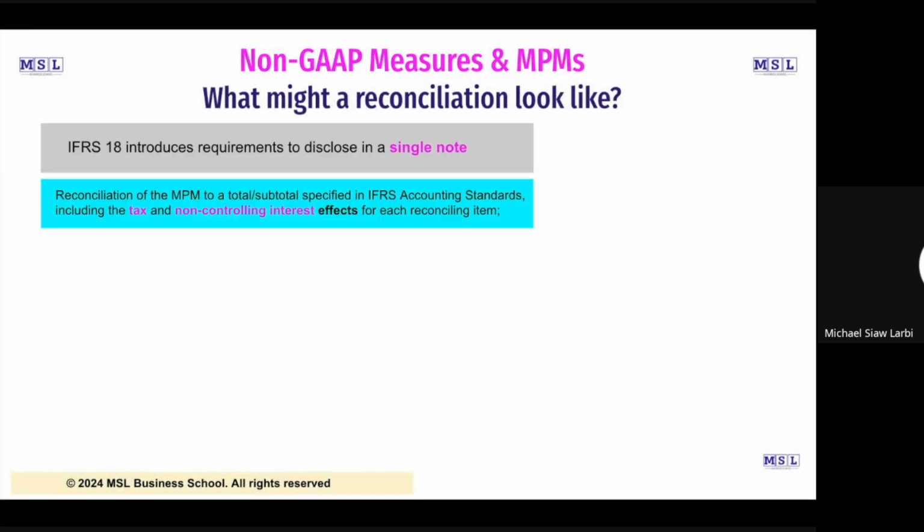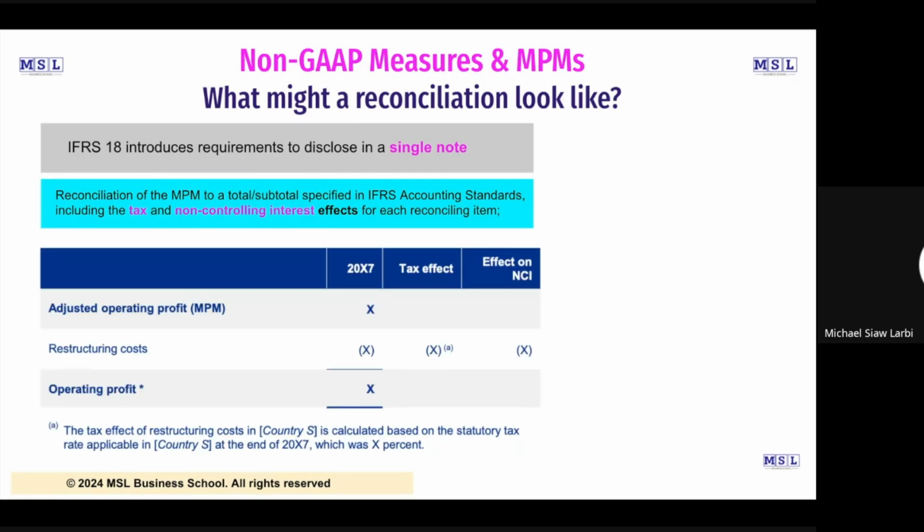Okay. Then another example of reconciliation, still in that single note, we want to see the tax and NCI effects. NCI means non-controlling interest. So show me the impact these MPMs would have on the tax figure and the NCI figure in the financials, right? So for example, here, if I have my operating profit and my adjusted operating profit, I'll show all the restructuring costs and any other line that has here. I have to break this down into the tax effect and the effect on non-controlling interest. Because your user should know, does it have any tax impact? Does it have any effect on those who are minority holders of the entity? We want to see all of that, right?